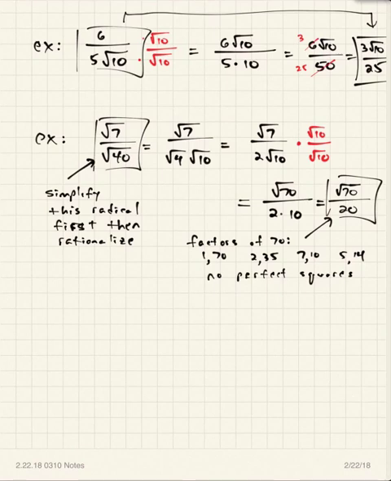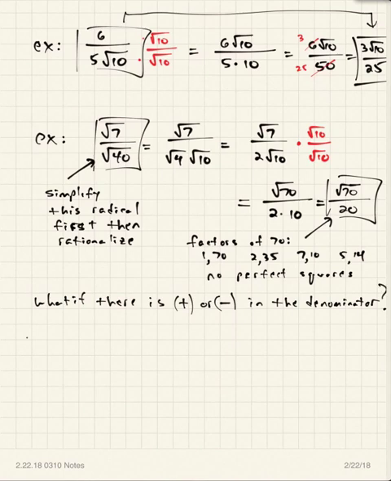All right, so finish the day with 1 or 2 problems. What if there is addition or subtraction in the denominator? Put a question mark there. So this is what I'm talking about. Let's say we had 3 over 5 plus the square root of 6. And so you see what I'm talking about is that there is addition in the denominator here.